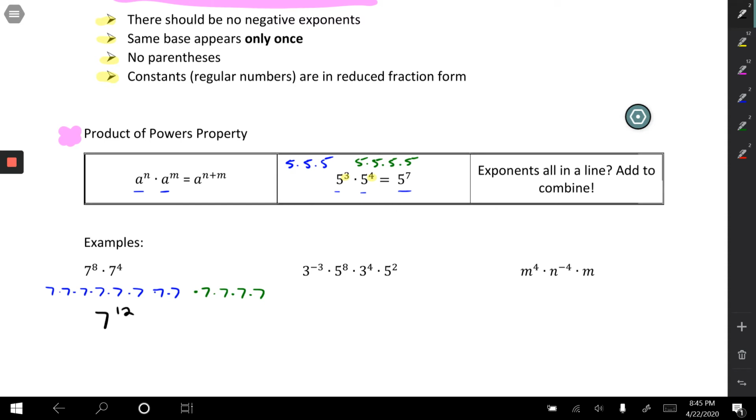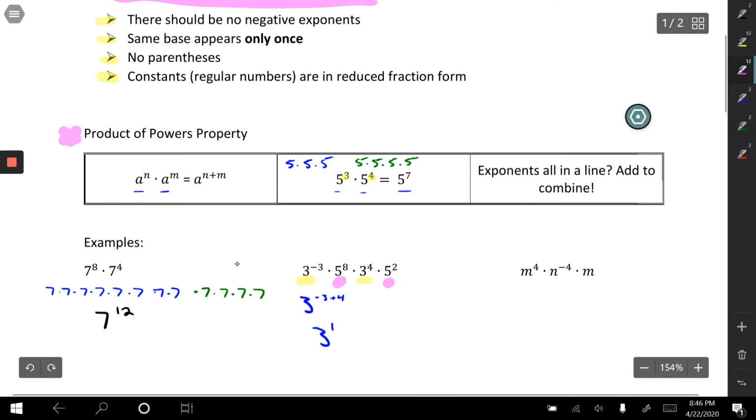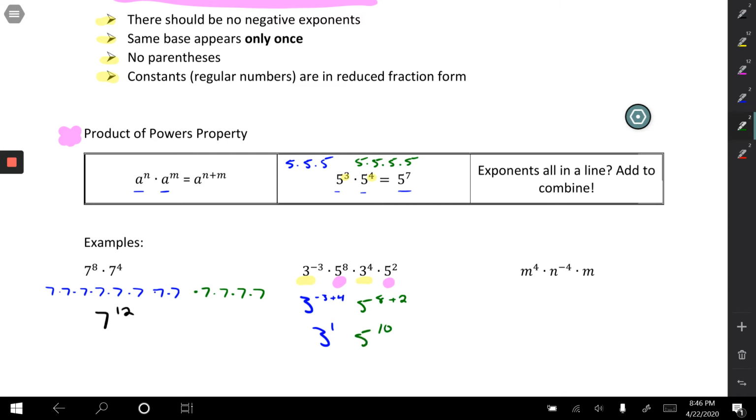Now, we have to remember that when I'm doing this, I'm only doing this for the same base. So that means I'm taking a look at this 3 to the -3 and this 3 to the 4. That 3 is the base. It must be the same. So then I can take a look at adding those exponents. So I would have -3 plus 4, which will give me 3 to the 1. I have 2 others that also have the same base. I have this 5 to the 8 and 5 to the 2nd power. So if I take a look at those, I would have 5 to the 8 plus 2. Well, 8 and 2 is 10. So I can call that my final simplified answer.